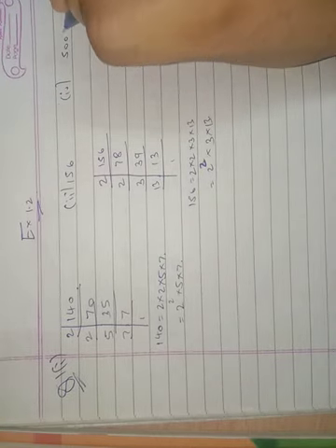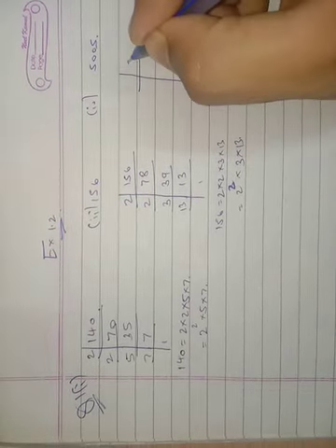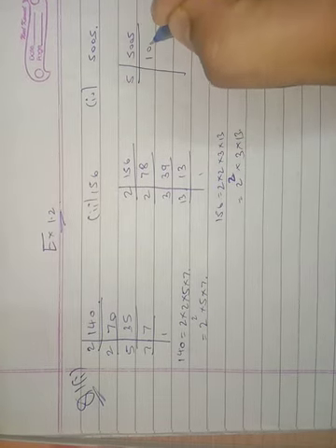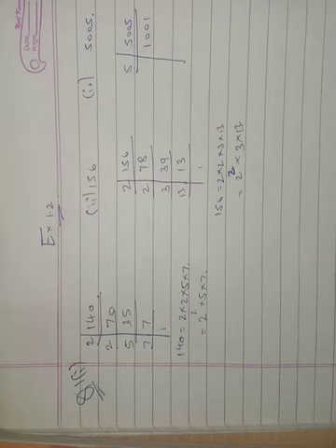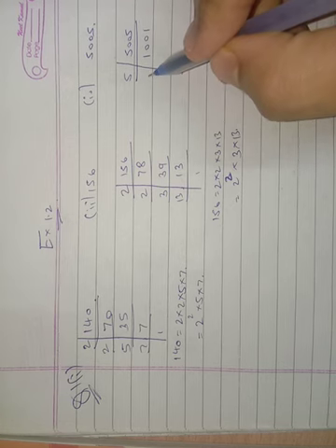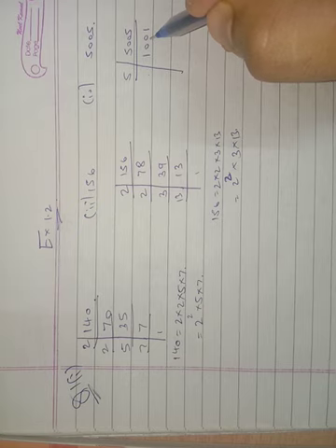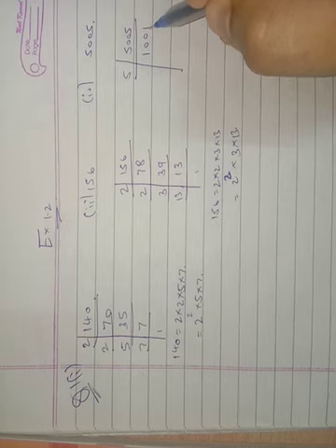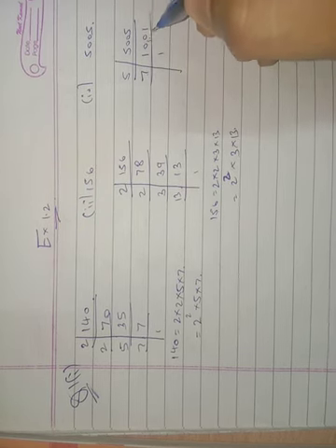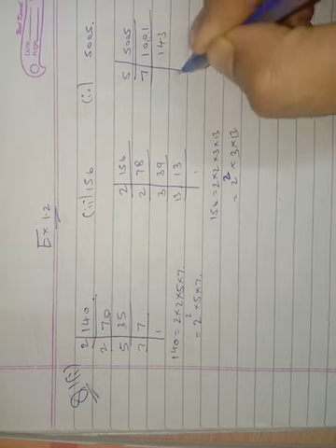The fourth part is what? 5005. 5005 by the table of 5 only. 5 1s are 5, 0 as it is, 0 as it is, 1. After that, what do you think, which table? If you take the 7 table, look at it carefully, 7 1s are 7, 3 is the remainder, 3 will go there, 7 4s are 28, 2 is the remainder, 21, 7 3s are 21, 143.